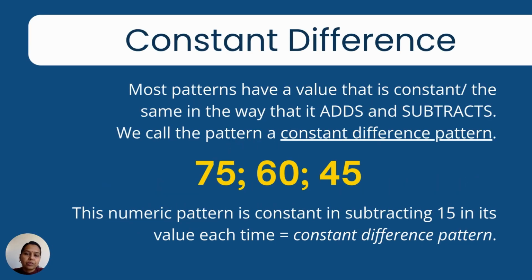So next we're moving on to constant difference patterns. These are when patterns have a constant value, either adding or subtracting from one term to the next. So if you look at the example, we've got 75, 60, 45. This is a numeric pattern that's decreasing, and the constant number that it is decreasing by is 15. And so we call it a constant difference pattern.